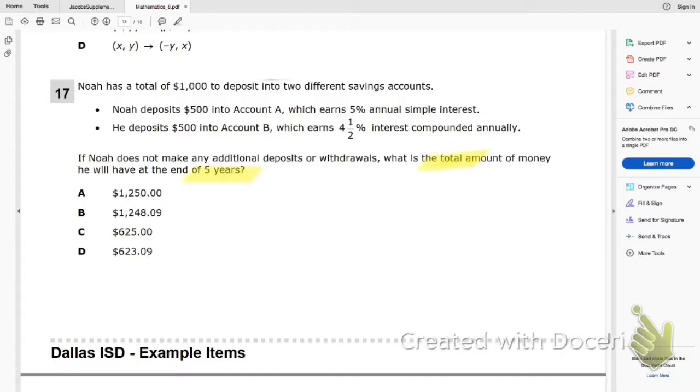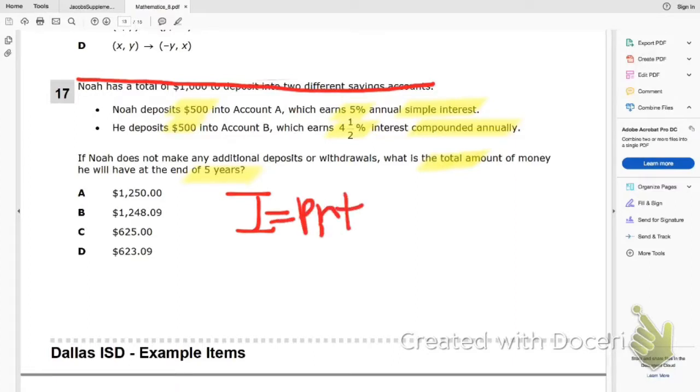So looking at each one, he has $500. It's 5%, and we know it's simple interest. Next one's $500, 4.5%, and compound interest. Now we're not worried about what's up here. He has $1,000. We know that. Good for him. But we have I equals PRT. We get this from our reference sheet.